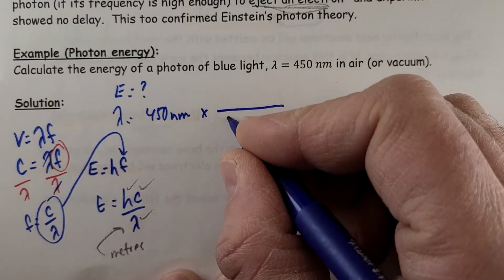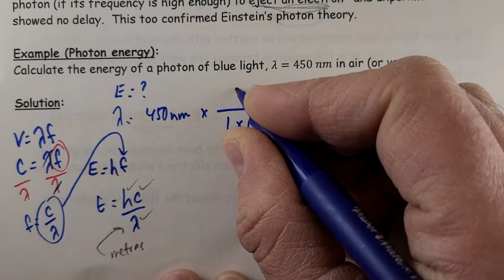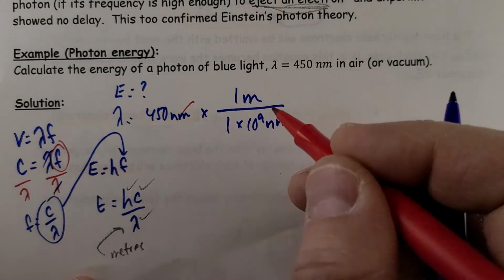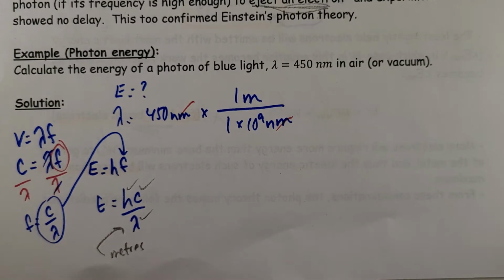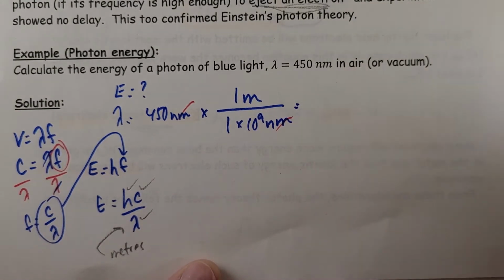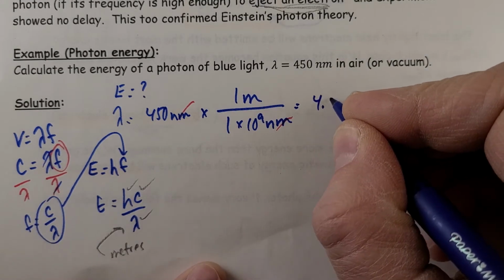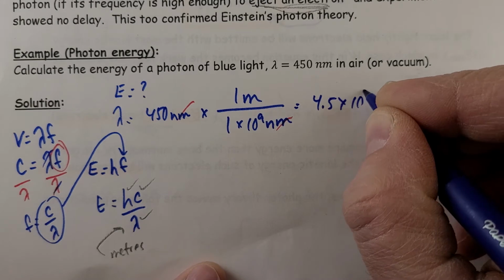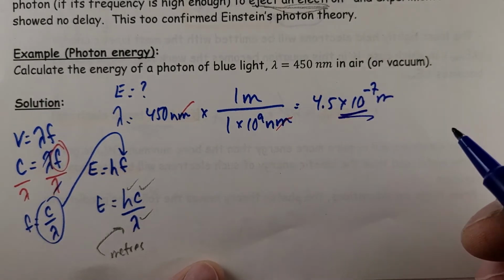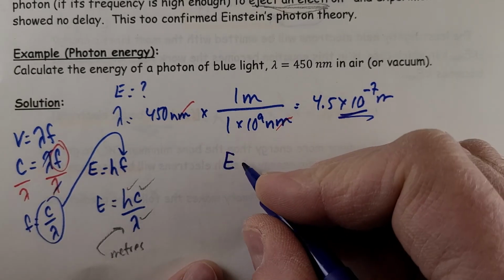So of course from before, 1 times 10 to the 9 nanometers is equivalent to 1 meter. So that is how we can convert, or if you want to go back to our metric conversion sheet, a movement of 9. And since we're moving up the ladder, that would be to the left. So 4.5 times 10 to the minus 7 meters sticks. Okay, and then we have lambda. We have everything we need, so we can figure out the energy of blue light.